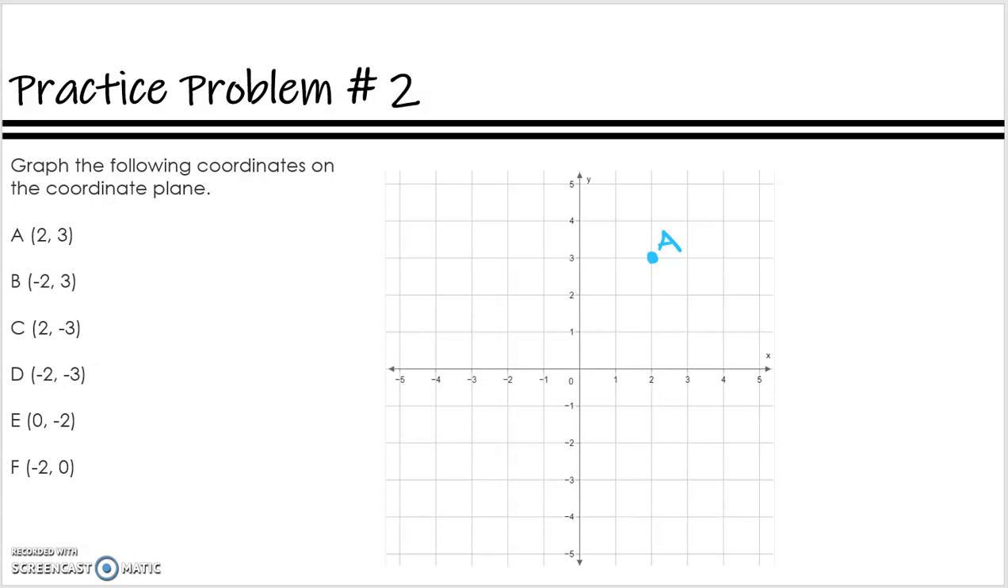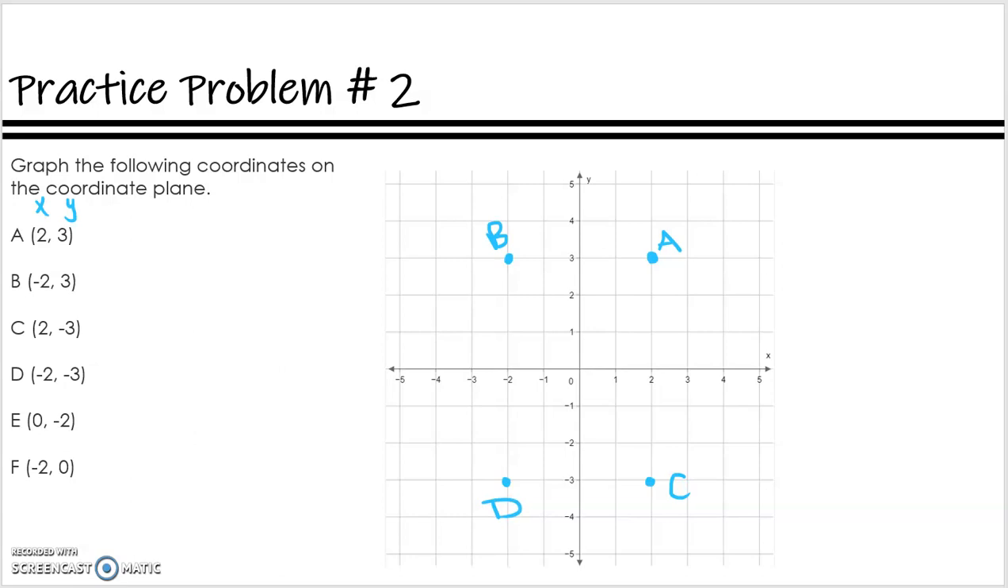Okay. B, -2, 3. Remember, the first number is your x, the second number is your y. So left and right, and then up and down. So from the origin, -2, left 2, +3, I'm going up 3. Okay. For C, 2, -3, you're always either going right or left first. So I'm going right 2, but the second number is -3, so I'm going down 3. Okay. Then D is -2, -3. So left 2, down 3.